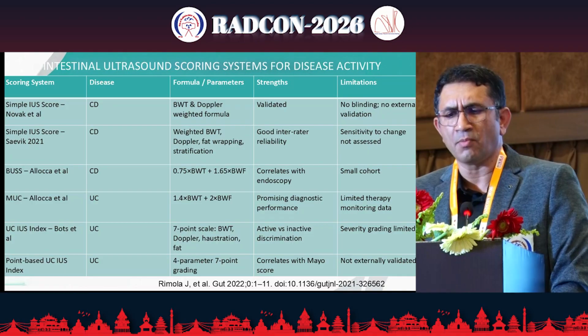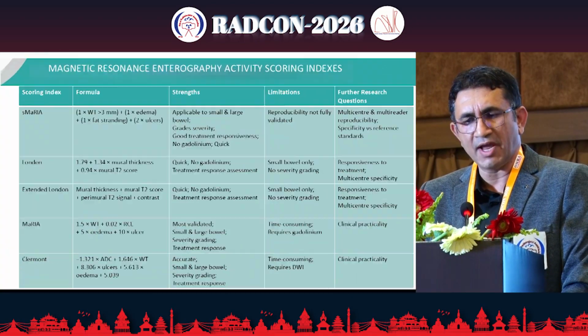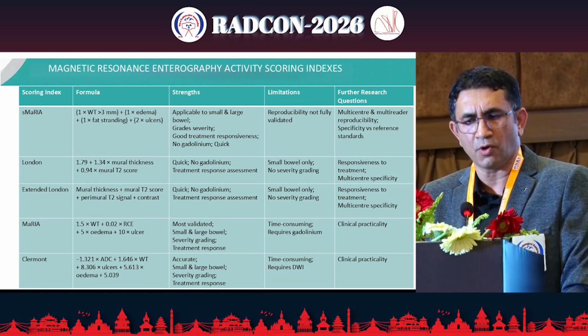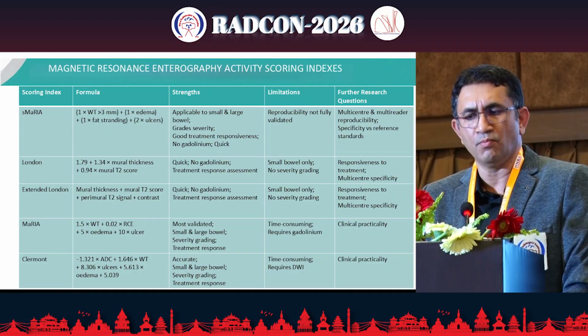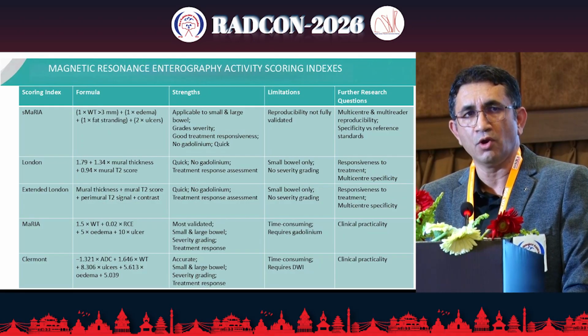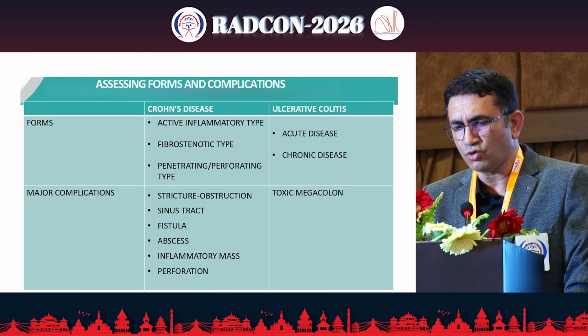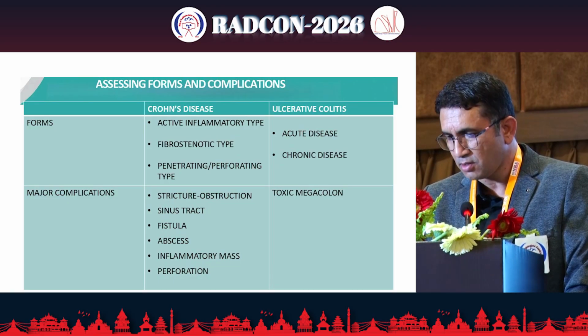And for MRI, normally we use SMARIA or MARIA. For SMARIA, we give 1 score for wall thickening, 1 for edema, 1 for fat stranding, and 2 for ulcer, where we don't need to use contrast, and it's quite simple, and we can use the formula to look for active disease. We can use MARIA, where we need contrast, and it is more time consuming.